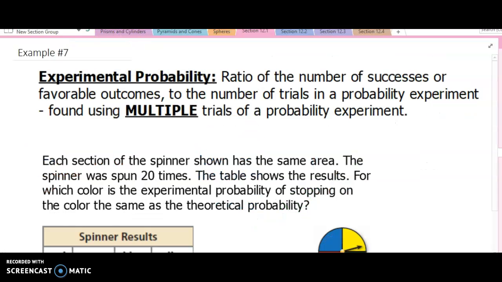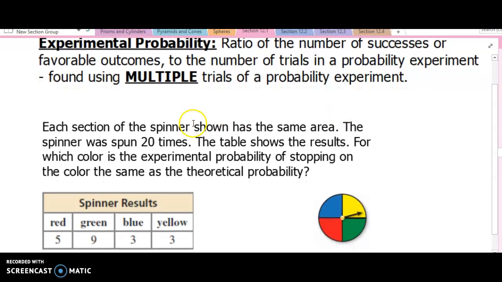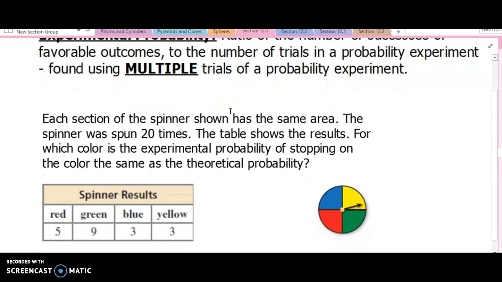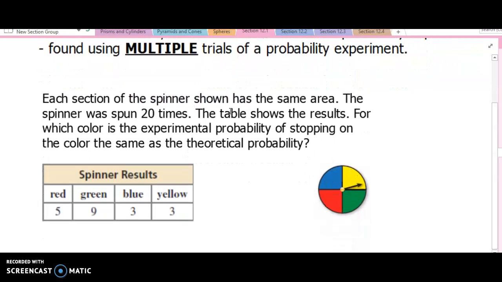All right, so now we're going to talk about experimental probability. And sometimes experimental and theoretical probability are the same, sometimes they're different. This is when we're actually doing an experiment and the probability we get from doing that experiment. An experimental probability is the ratio of the number of successes or favorable outcomes to the number of trials in a probability experiment. It's found using multiple trials of a probability experiment.